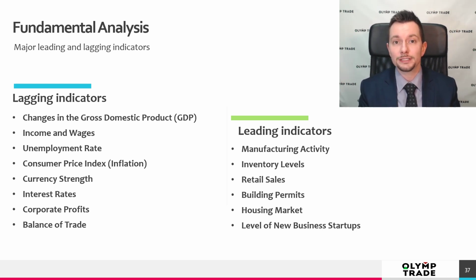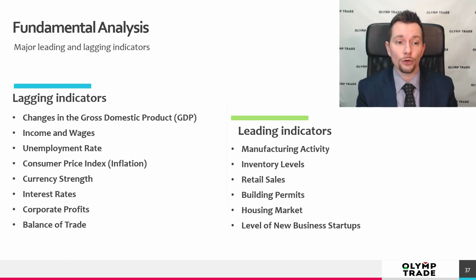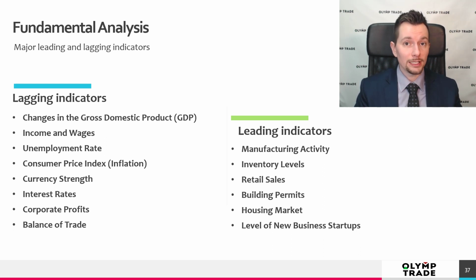Now, income and wages, basically that's how much you and I earn. Unemployment rate speaks for itself, how many people have jobs and how many don't. Consumer price index is a basket of first priority items in the local currency, and that changes, and that is the number one indicator of inflation. Currency strength is a lagging indicator because it happens when investors catch on to what's going on with an economy. Interest rates are also a very key indicator. Corporate profits and balance of trade. Balance of trade is what I was talking about when we compare what we import against what we export. Very simple formula there.